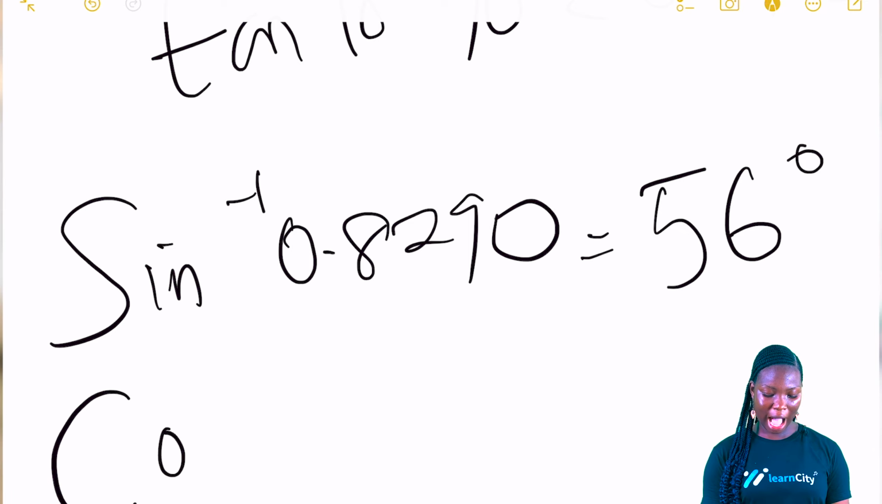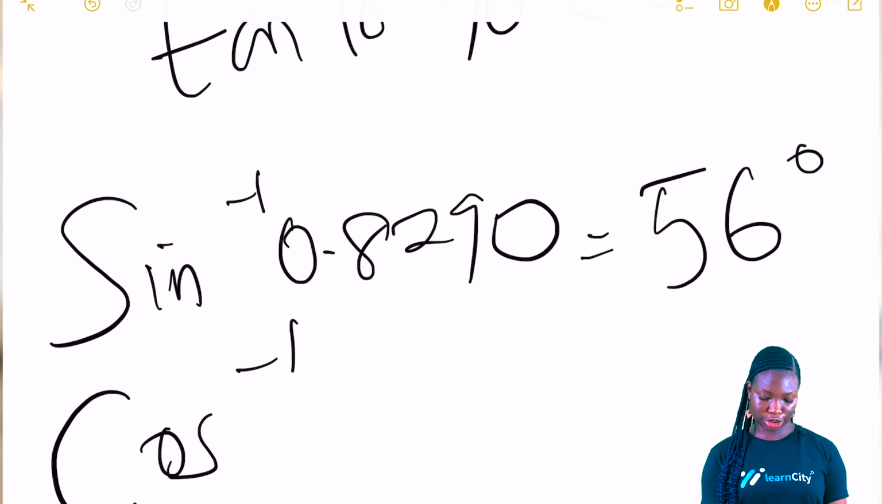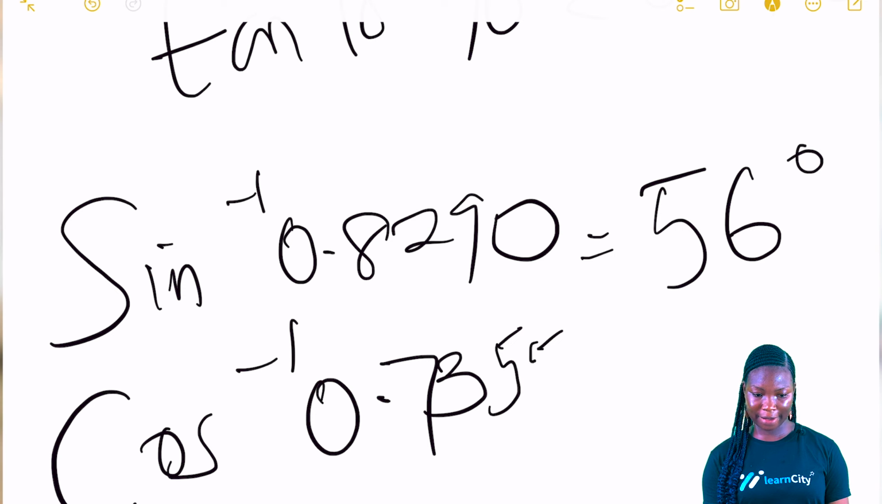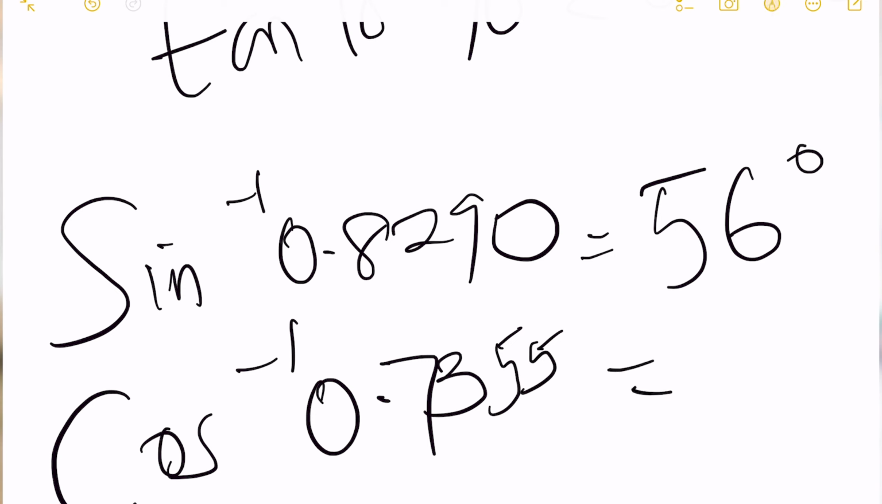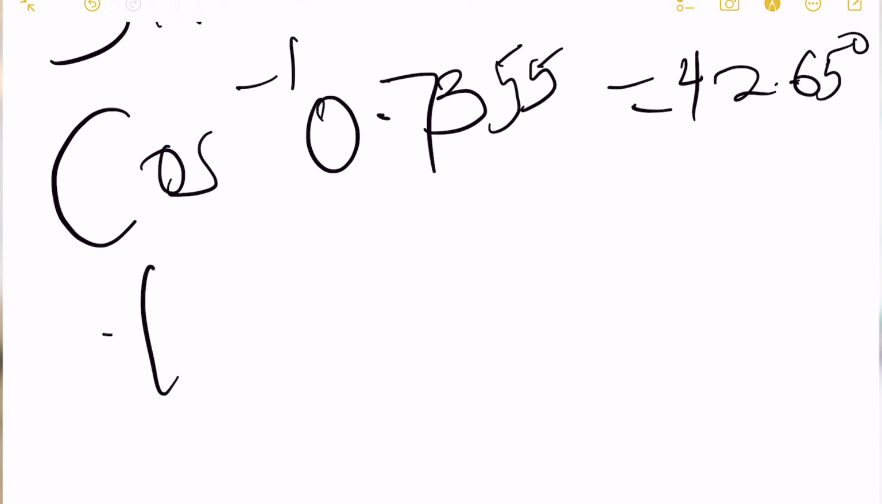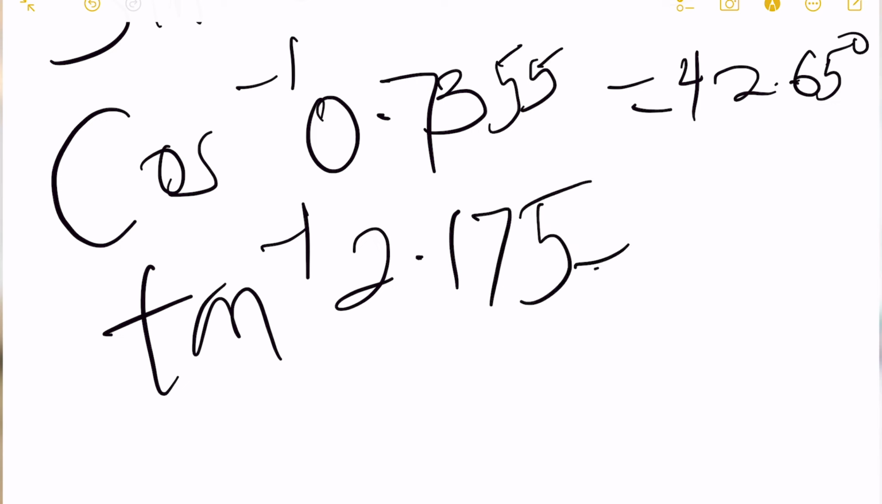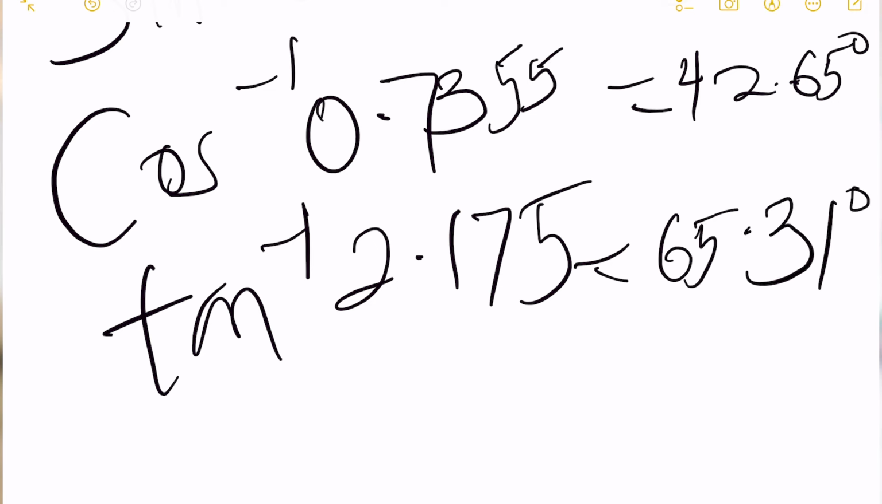We also have arc cos 0.7355. And checking it on the table, we have it to be 42.65 degrees. And where we have arctan 2.175, we have it to be 65.31 degrees. So when we search for these numbers on our tables, we tend to see the angles where they fall in.